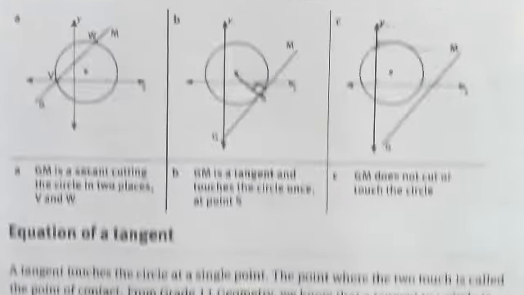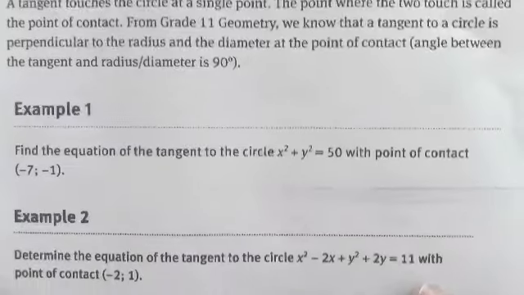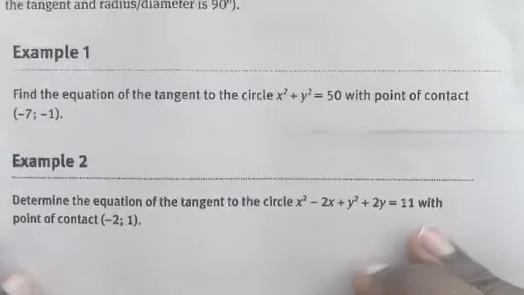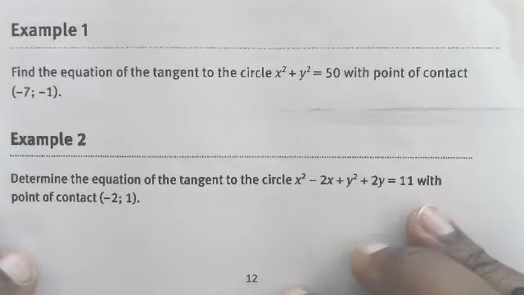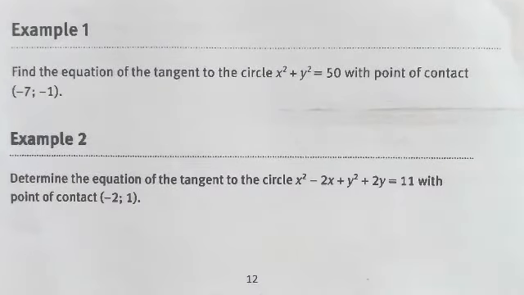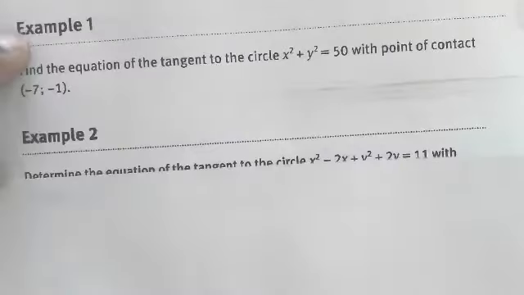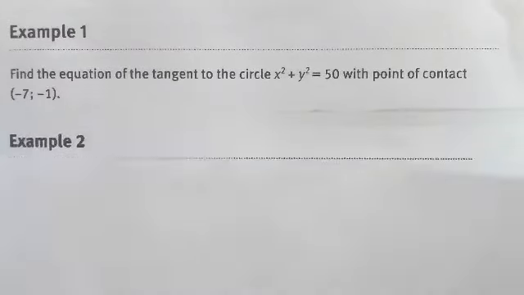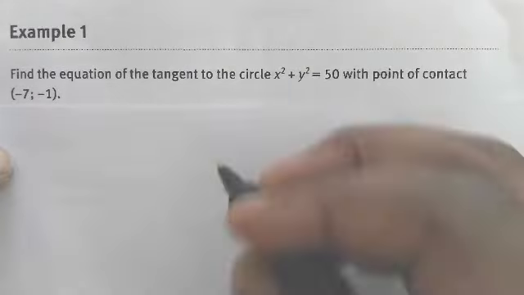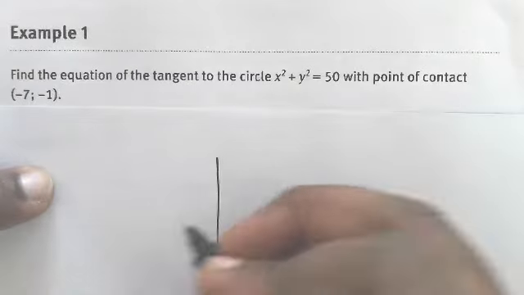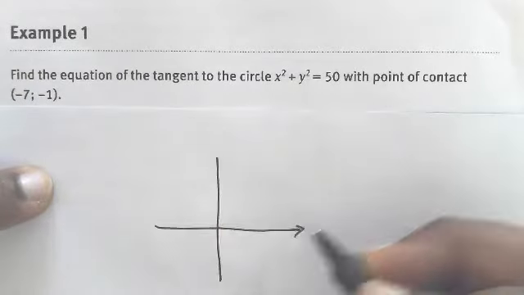Now here's a question. Find the equation of the tangent to the circle x squared plus y squared is equal to 50 with point of contact that. I know my circle is not going to be very perfect, but I will try. x squared plus y squared is equal to 50. So this is a circle.